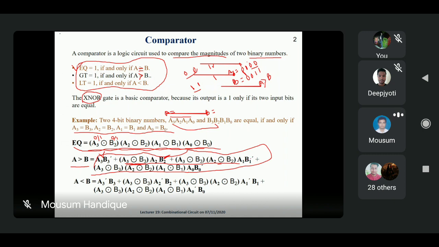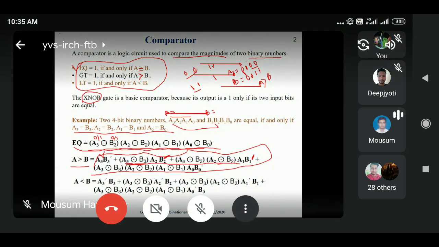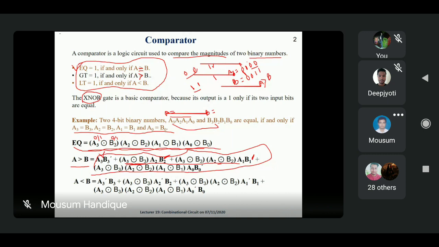Then maybe the next most significant bit, A1 is greater than B1. So here I am writing the complement. This one is also false. Then we are writing A3 equal to B3, A2 equal to B2, A1 equal to B1. Then the last bit, that means the least significant bit, A0 is 1 and B0 is 0. So if all these conditions are satisfied, then we can say that A is greater than B. And just in reverse order, we can consider B greater than A.